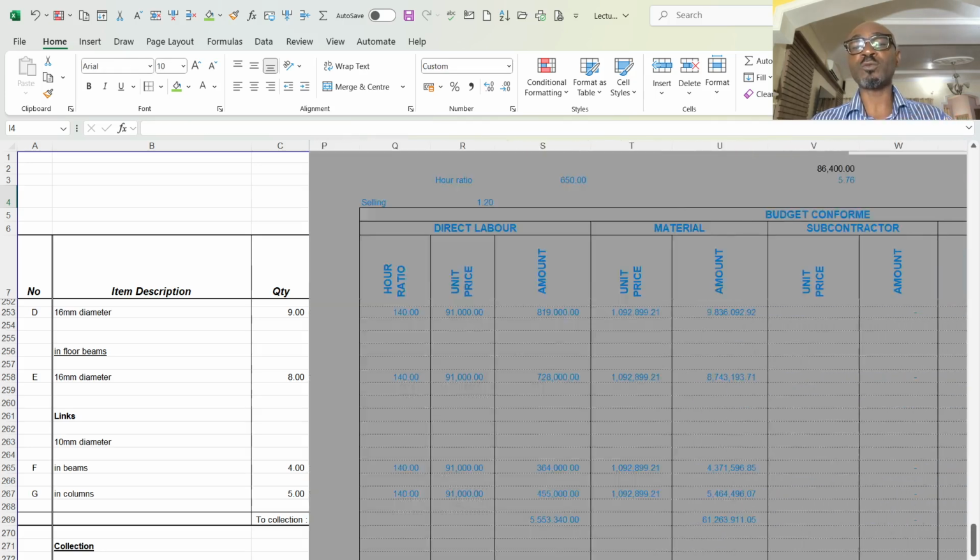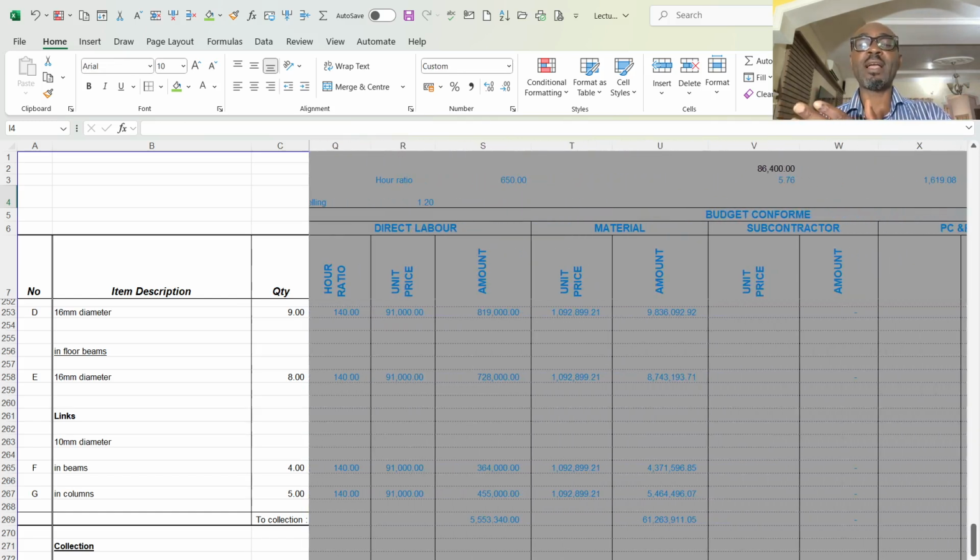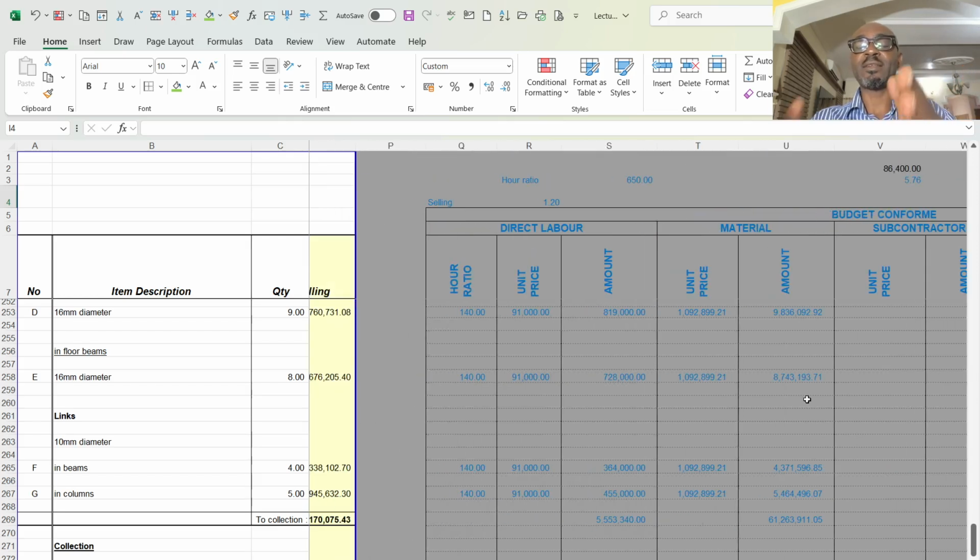And I want to take us to the extreme part of the sheet where I have a table. As you can see here, I have 2 columns for unit price and the amount for material. Then I have 3 columns for unit price, amount and the hours, because I am pricing this. My budget is in hours. That is, the labor cost is in hours. So that's why you have the hour ratio column. Then you have the unit price and the amount.